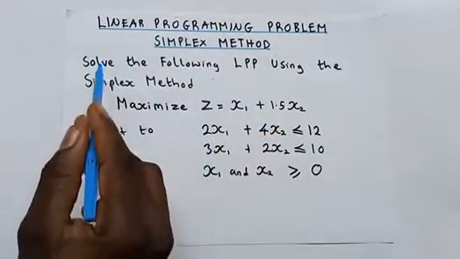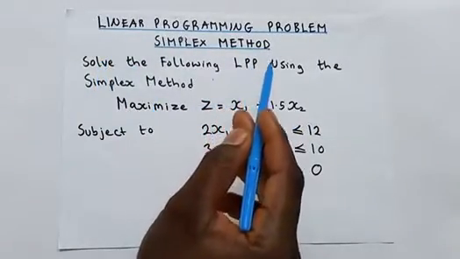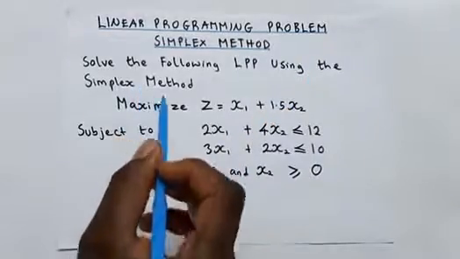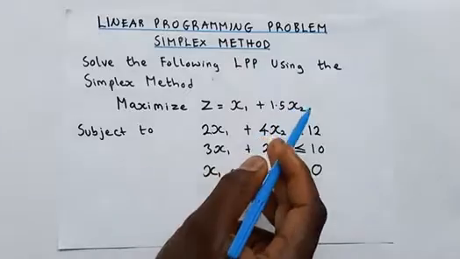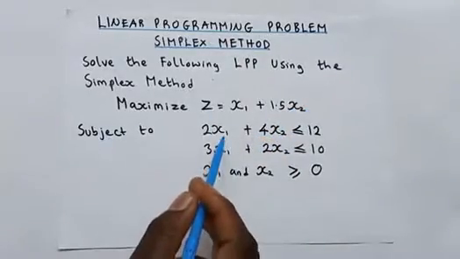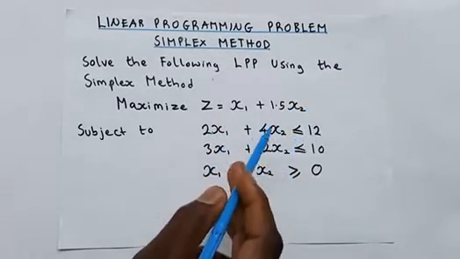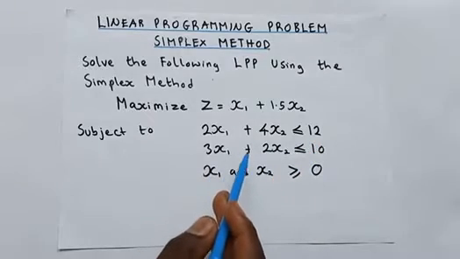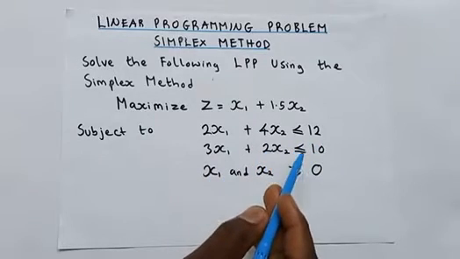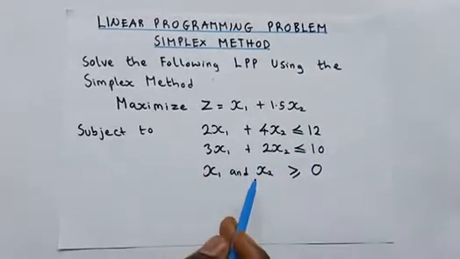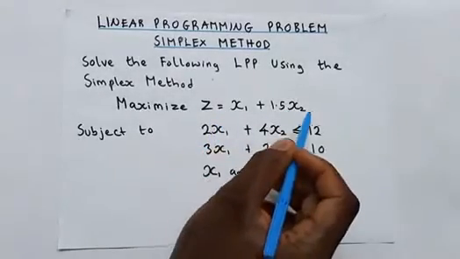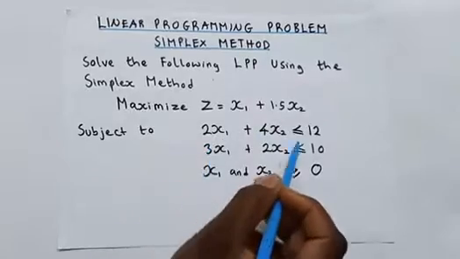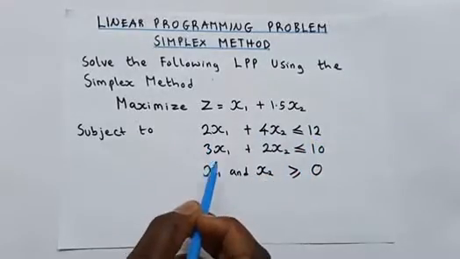The question says, solve the following linear programming problem using the simplex method. Maximize Z equals x1 plus 1.5 x2, subject to 2x1 plus 4x2 less than or equal to 12, 3x1 plus 2x2 less than or equal to 10, x1 and x2 greater than or equal to 0. Recall that this is the objective function, this is the equation of the first constraint, and this is the equation of the second constraint.